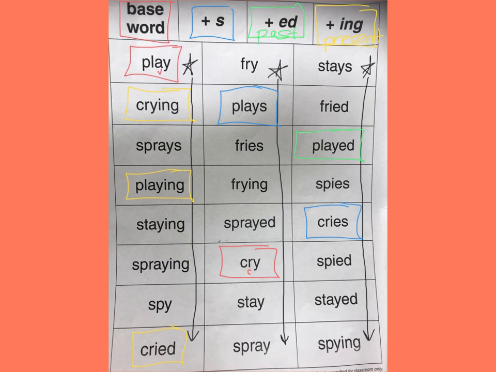So typically you're going to keep the Y when you're adding ing. If the word has a vowel before the Y, you keep the Y and just add S. And if it has a consonant in front of the Y, that's when you drop the Y and add IES or IED.